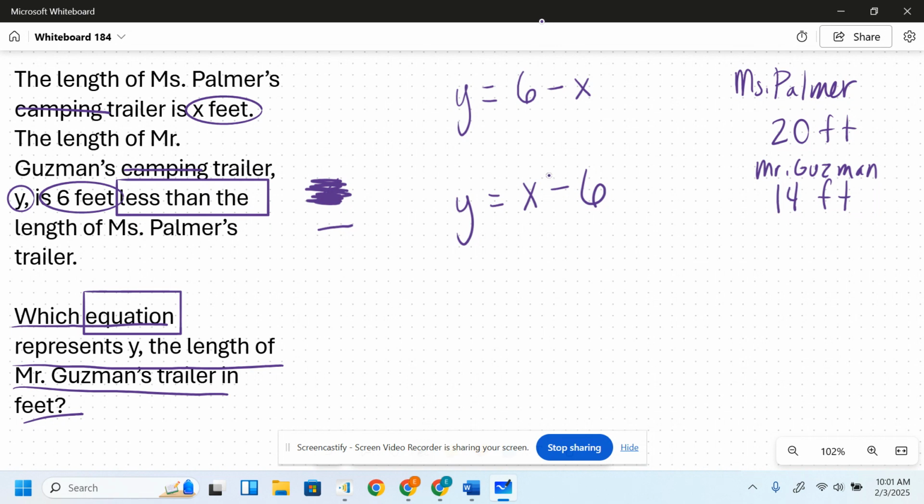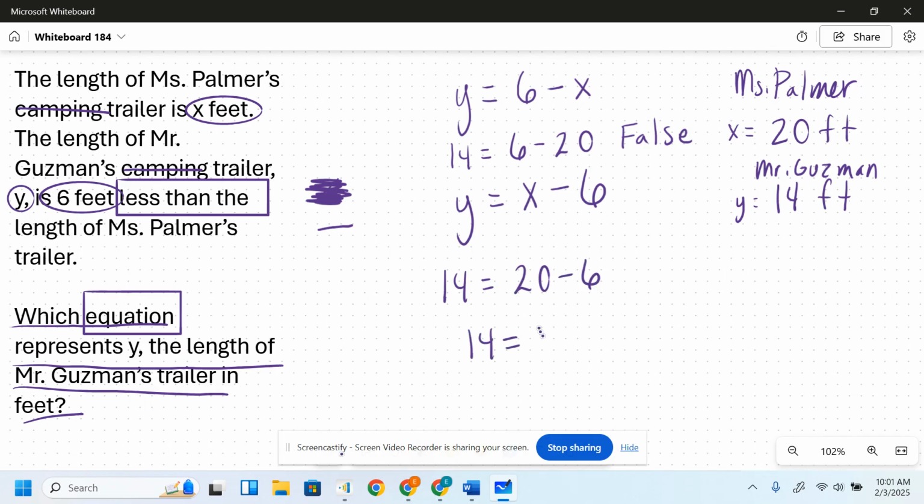So now the question becomes, which one of these two problems works the best and fits our situation? So Mrs. Palmer is our X, Mr. Guzman is our Y. In the first one, it says that 14 is equal to 6 minus 20. Well, that is not a true statement. That is false. 6 minus 20 gives us negative 14. That does not work. In the second situation, 14 is equal to 20 minus 6. This is true. 14 is equal to 14, so that means that in this situation, this equation is the best for our problem. Thank you so much.